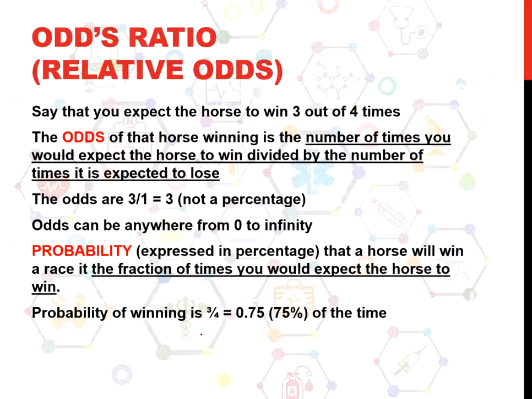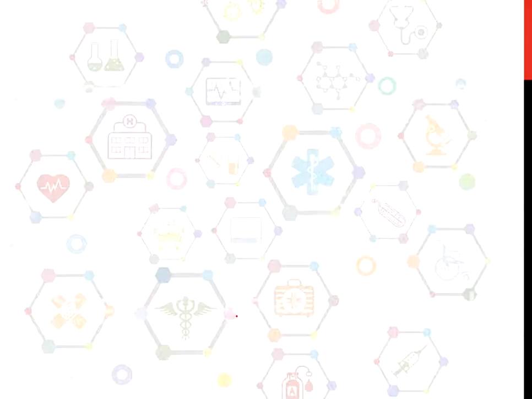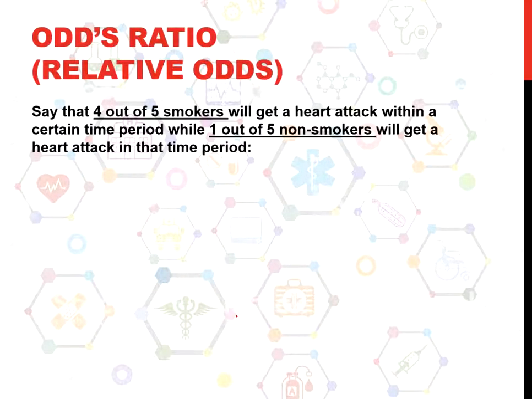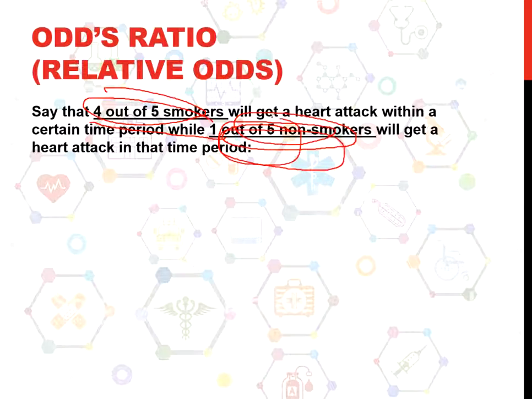So paano natin ma-apply yan sa ating laboratory or sa ating life, sa ating health? So ganito. Say that 4 out of 5 smokers will get a heart attack within a certain time period. So ito yung data natin, isa, at isa. So 2 datas yung meron tayo dito, ha? Okay, isa-isahin natin.